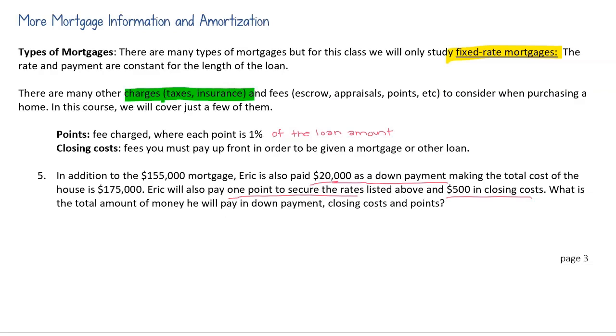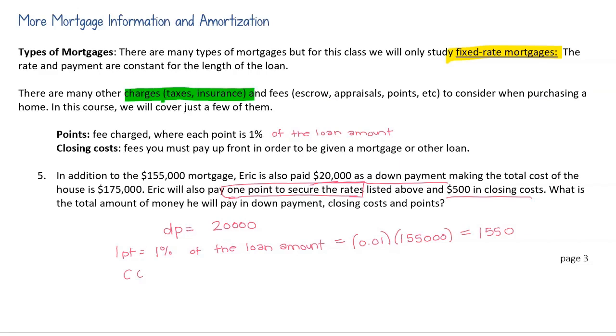So let's start first with the down payment. And that was $20,000. Then 1 point is 1% of the loan amount. This equals 0.01 times the loan amount, which is $155,000, not the price of the house, but the amount of the loan. So this is going to be $1,550.